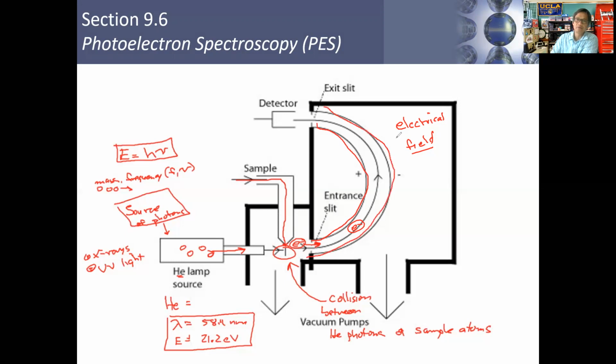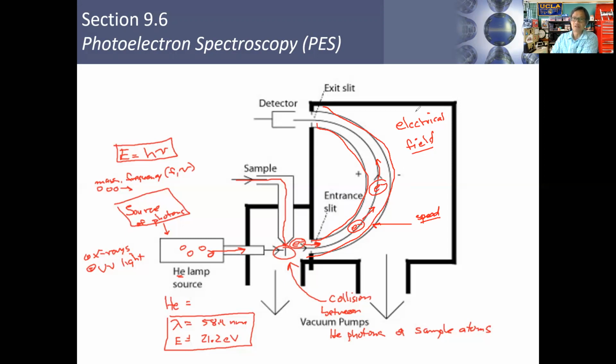They will be repelled by the negative side and attracted to the positive side, and depending on their speed, they will either bend and head towards the detector, or they will fly outward. So the electrical field here is used to force certain electrons along this pathway. If these electrons move too quickly, they will not follow this pathway. If they move too slowly, they will bend prior to getting to the end.